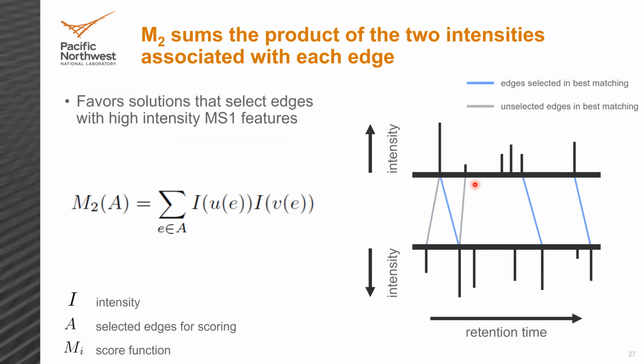M2 sums the product of the 2 intensities associated with each edge. And so in this particular case, it's actually going to choose this 1 blue edge instead of these 2 gray edges. To give an example, I'll show you why. Let's say these are the intensities associated with each of the MS1 features. The scores of the 2 gray edges are going to be 50 and 10. So by summing them together, we get a score of 60. But if you look at the score of the blue edge, that's 100. And since 100 is greater than 60, M2 is going to favor this blue edge instead of a combination of these 2 gray edges.